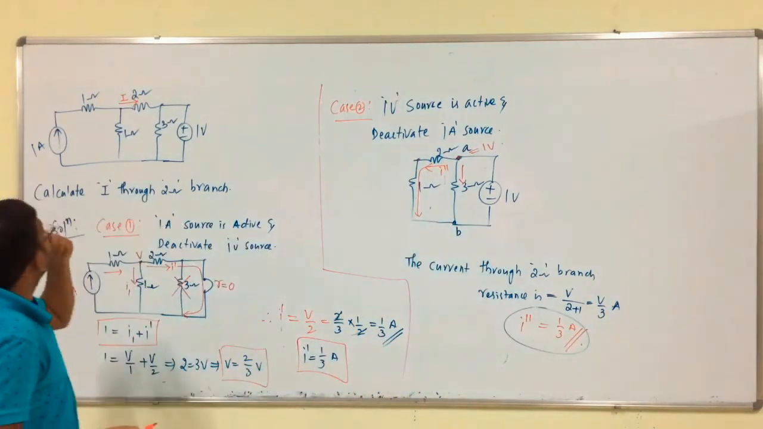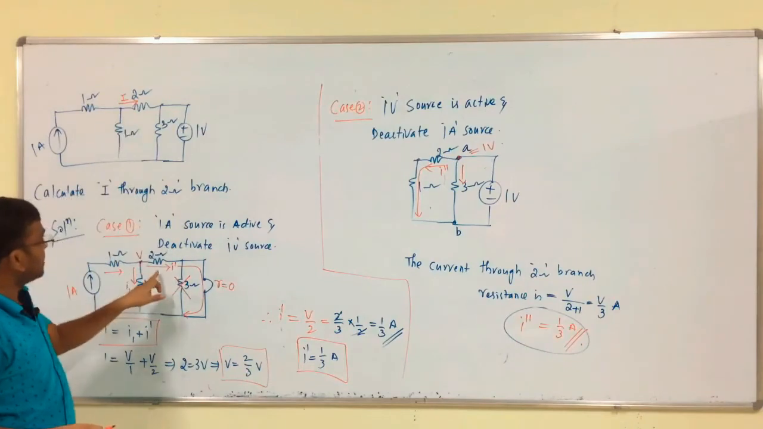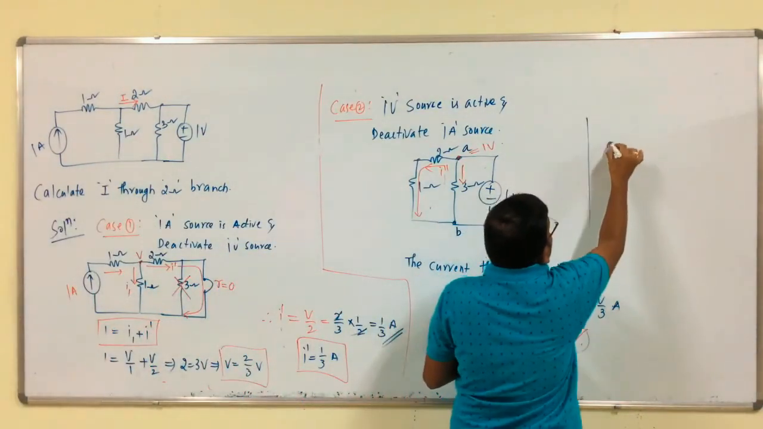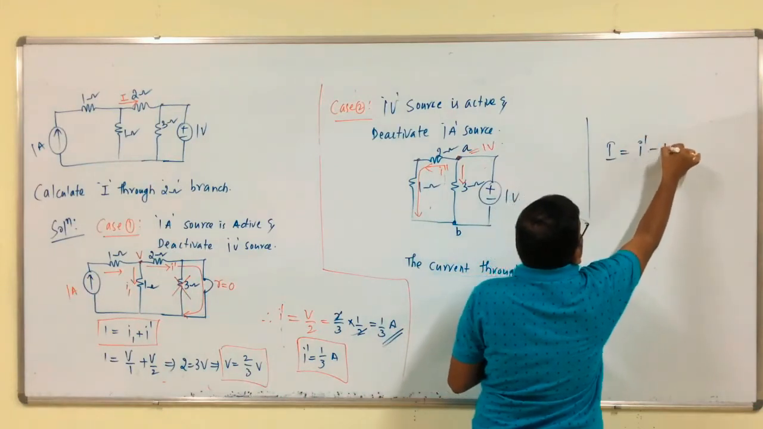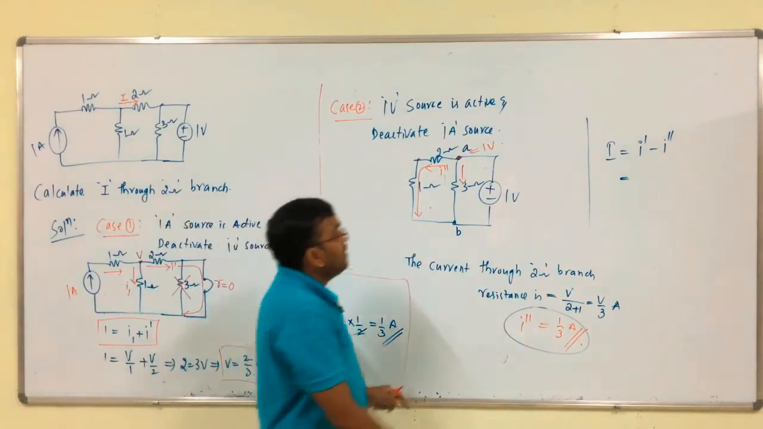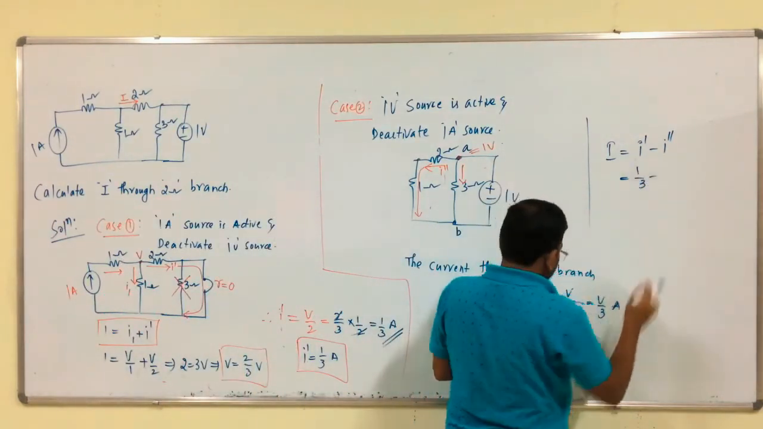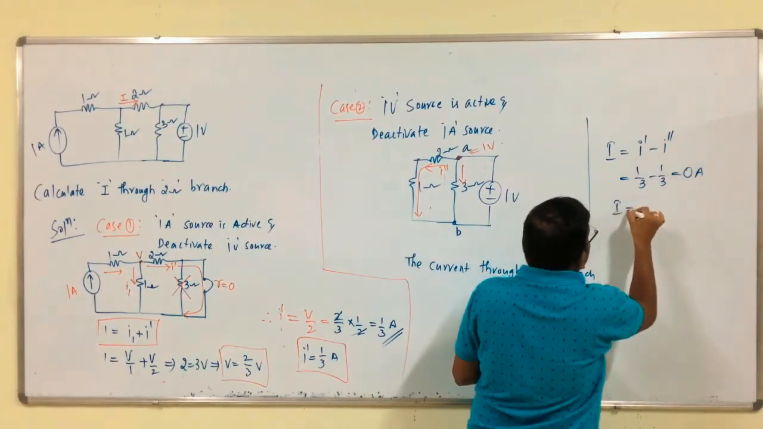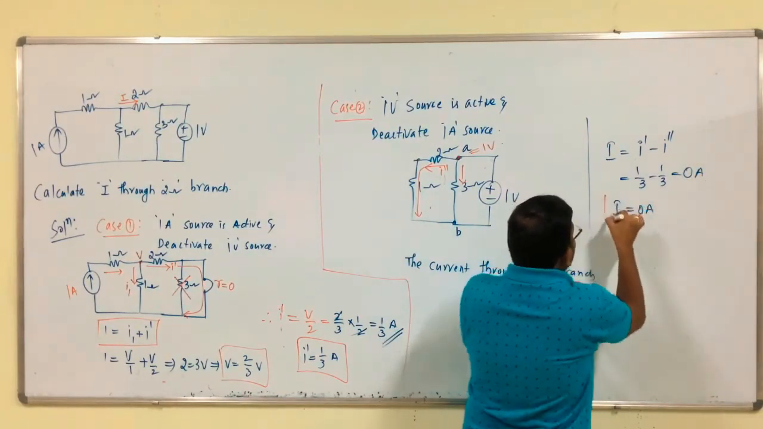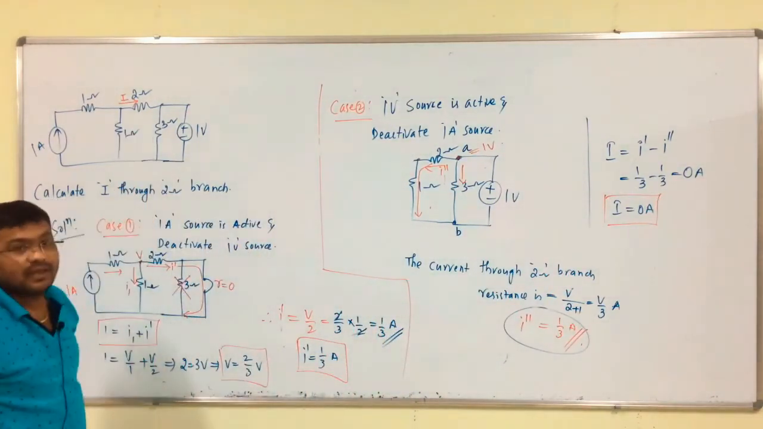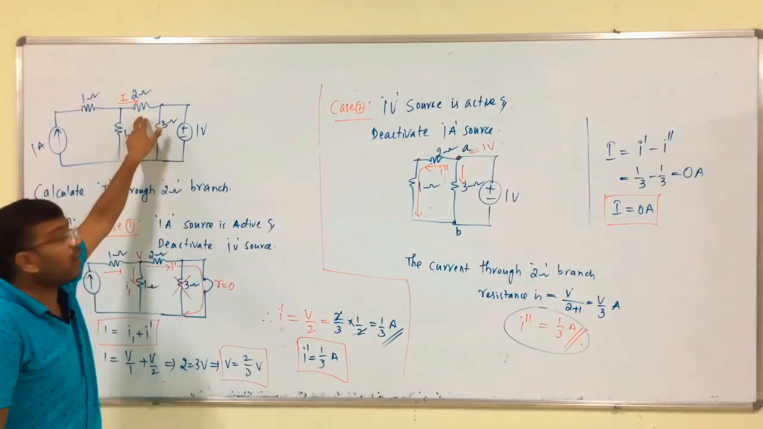See the current direction: here it is like this, here it is like this, but here it is in the opposite direction. Therefore, capital I is equal to I dash minus I double dash, which is equal to, what is the value of I dash? That is 1 by 3 minus 1 by 3, which is equal to 0 amps. So, from this we can conclude that I is equal to 0, means there is no current through this branch.